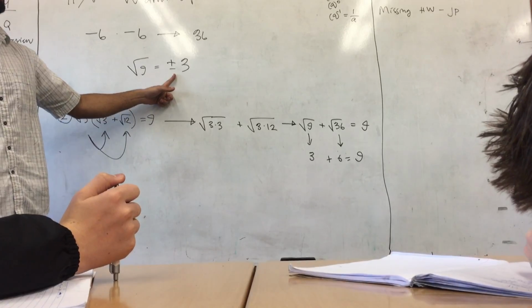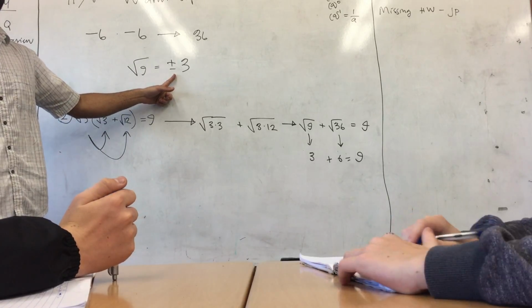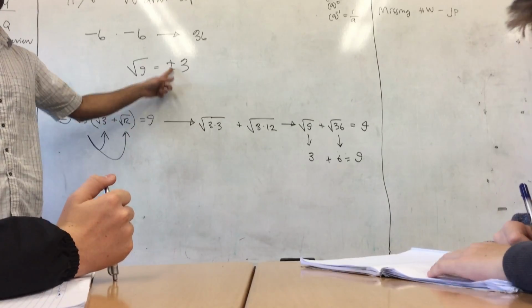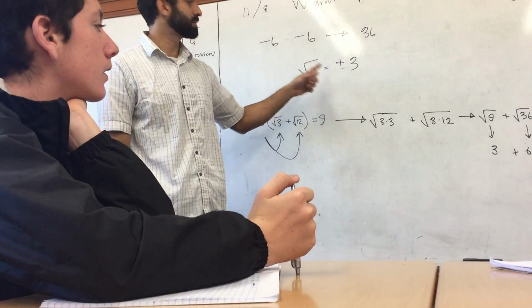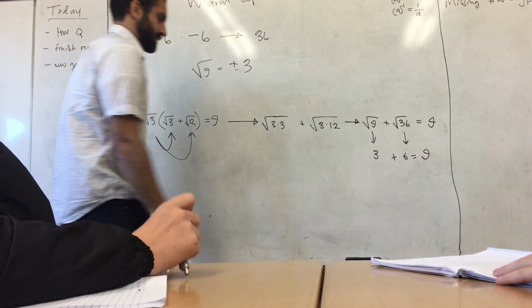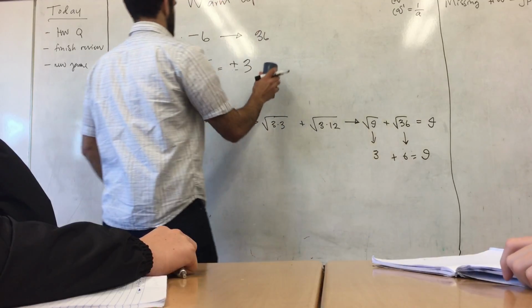Square root of any number, positive or negative. Okay? Negative 6 times negative 6 is 36.